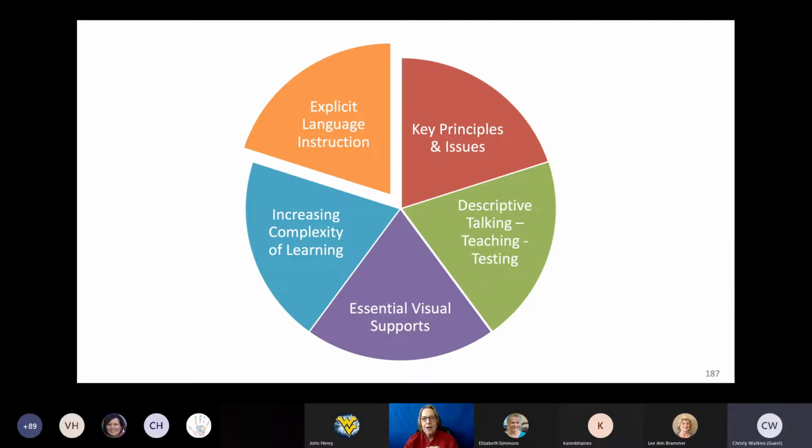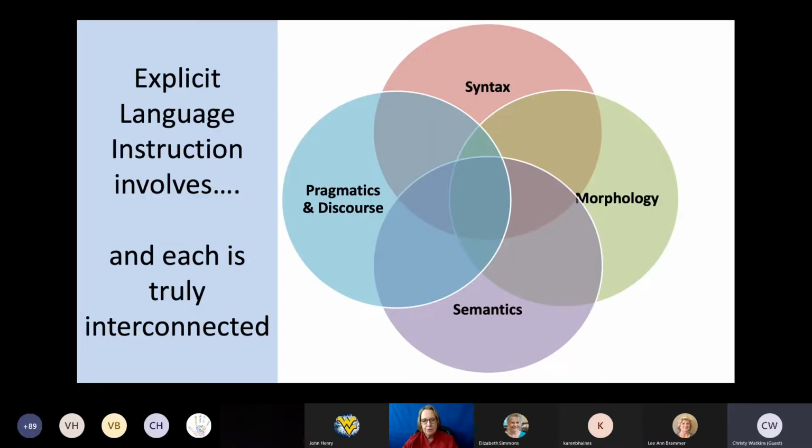All right, we are in our last segment here where we're going to talk about explicit language instruction. And being a speech language pathologist, without a doubt, this is where I'm the most comfortable, where I enjoy what I'm doing the most. I love talking about descriptive teaching and testing, but I really love explicit language instruction. So I hope for those of you out there that are also speech language pathologists that this will be a meaningful section for you.